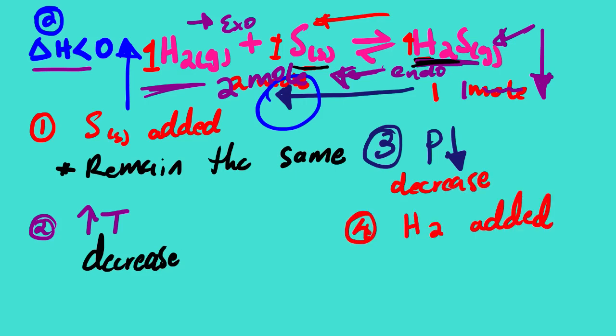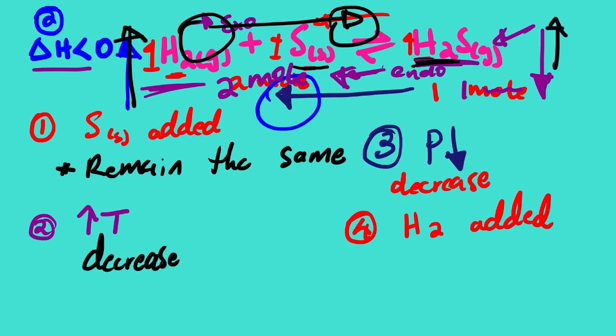Now what happens to the number of moles of H2S if we add more hydrogen? Now remember that when we add on the reactant side, the forward reaction will be favored, meaning that we are going to have a decrease in this and an increase of this. So more moles of this will increase.